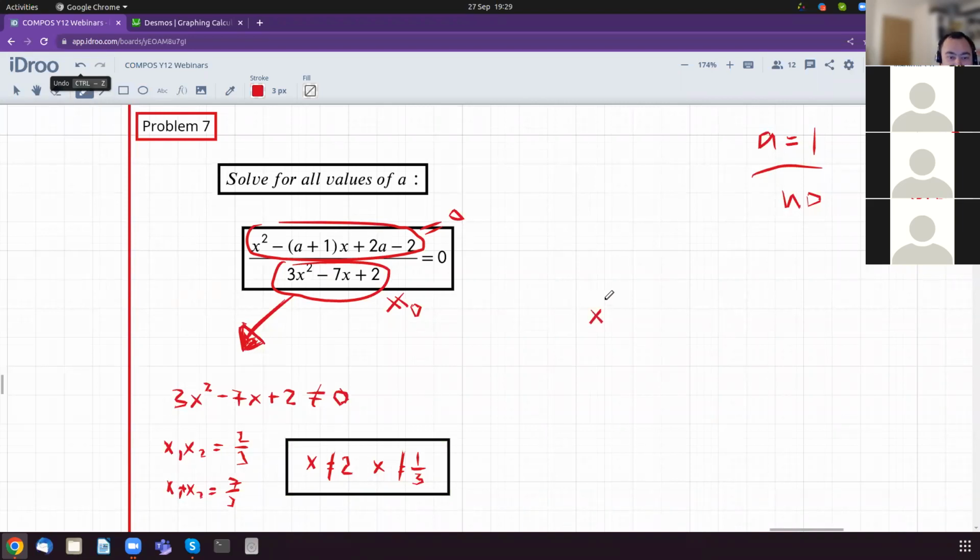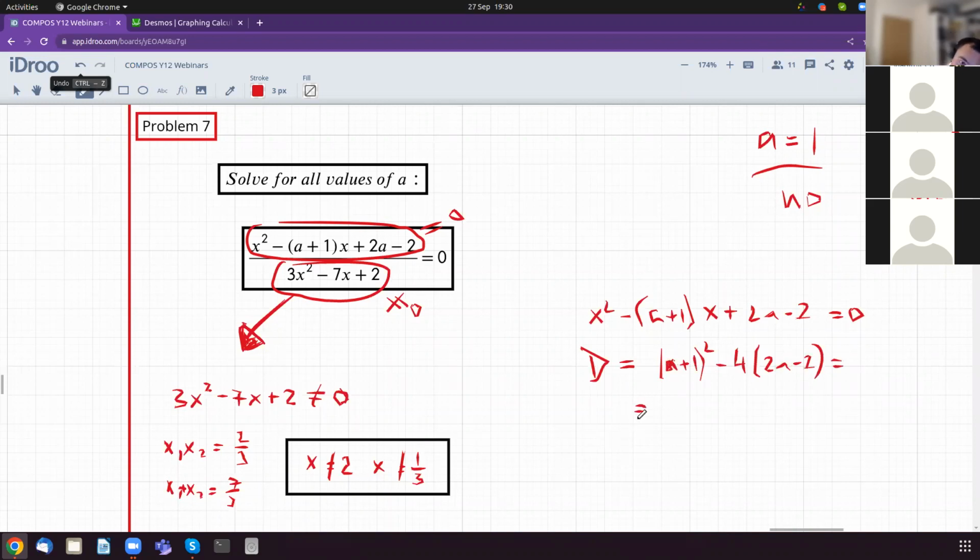And now we go to the second equation. So we have x squared minus (a plus 1)x plus 2a minus 2 equals 0. So we'll find the discriminant. The discriminant is b squared, so (a plus 1) squared minus 4 times a times c, so 2a minus 2. I like to do the discriminant separately from the formula because it looks much neater, especially when you have parameters.